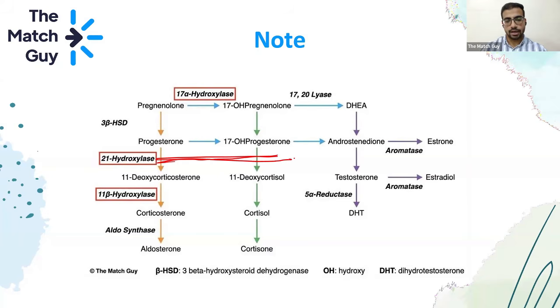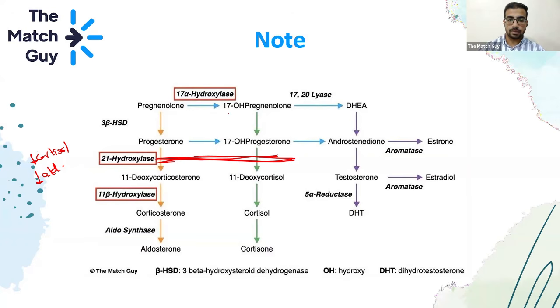So if it is deficient, I'm going to draw a line here. So anything down here is going to be decreased. So what am I going to have? I'm going to have decreased cortisol, right? And its manifestations of fatigue and so on. And I'm going to have decreased aldosterone and hence the salt wasting syndrome. That's what you saw in the previous question. You have hypotension and salt wasting syndrome.